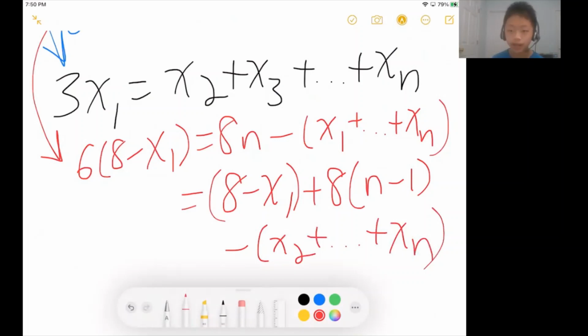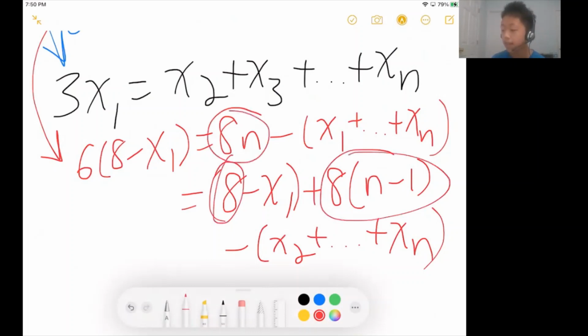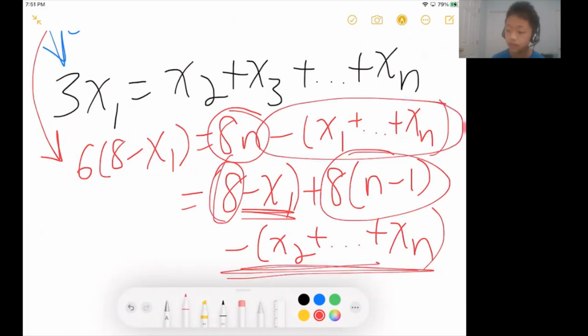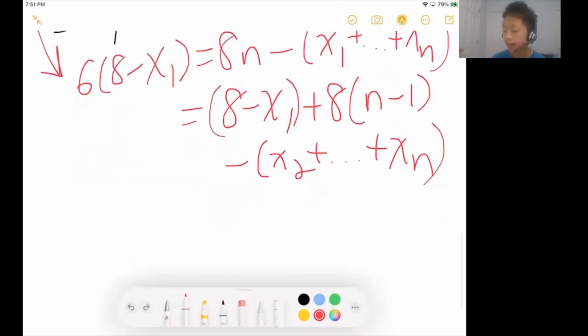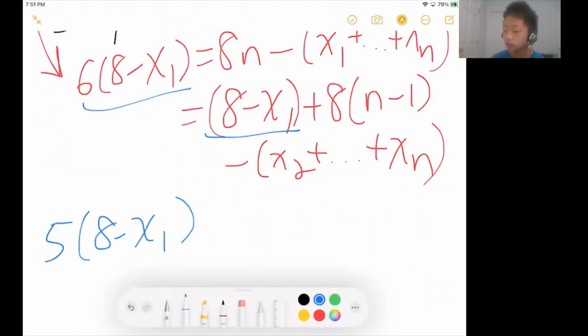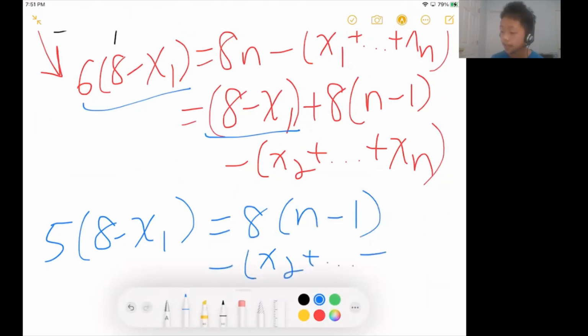Basically what I did there is I split off, which is kind of hard to explain, this 8 and this 8 times n minus 1 equals this 8n. And then this minus x1 and this minus big expression equals this expression here. So hopefully you can see how we manipulated the expression. If I subtract 8 minus x1 on both sides, I get 5 times 8 minus x1 has to equal 8 times n minus 1 minus x2 plus dot dot dot plus xn.